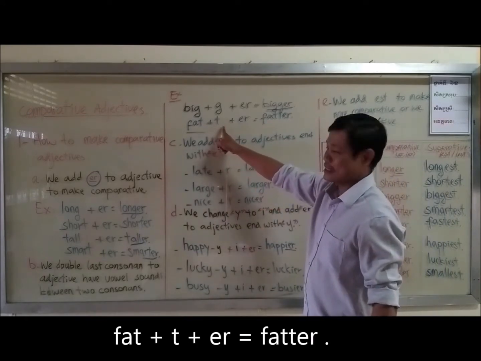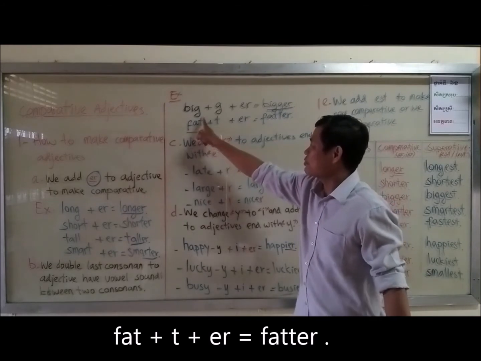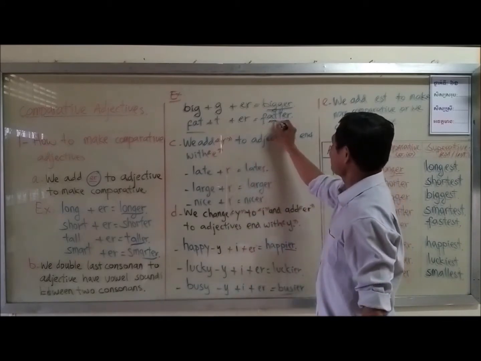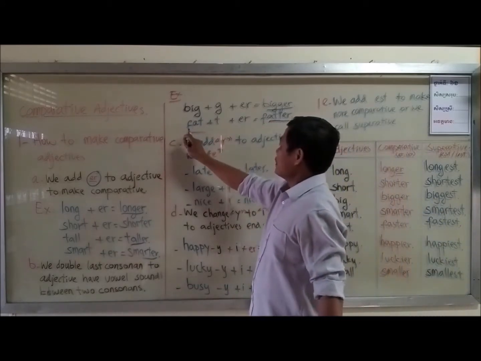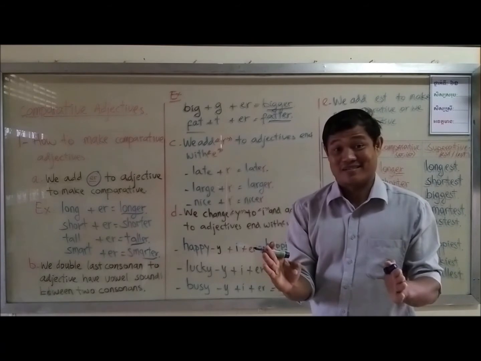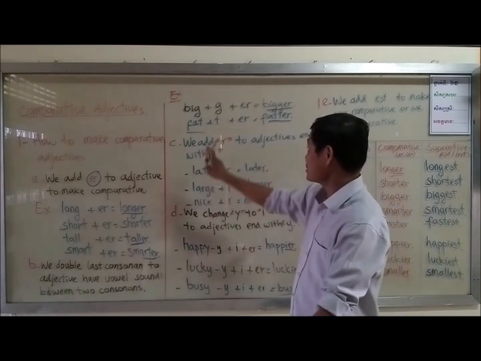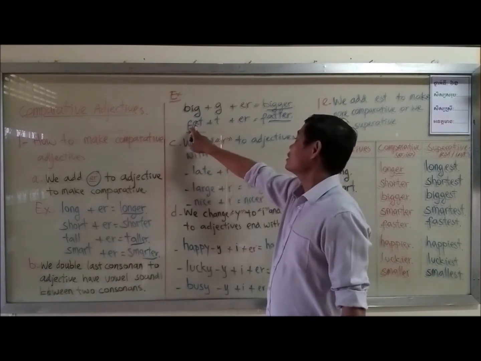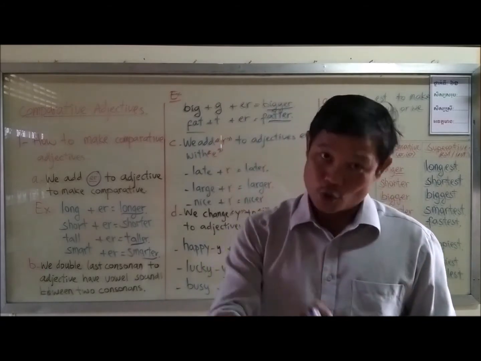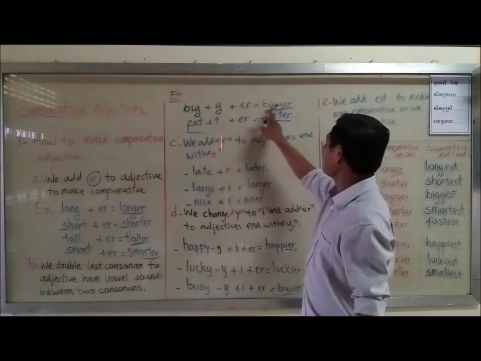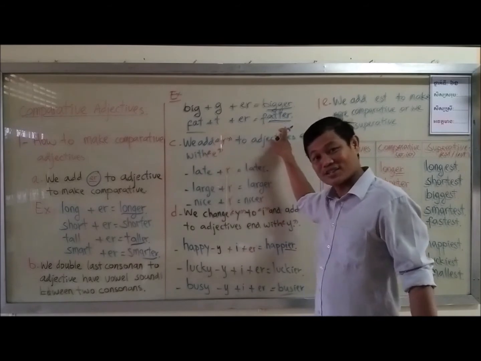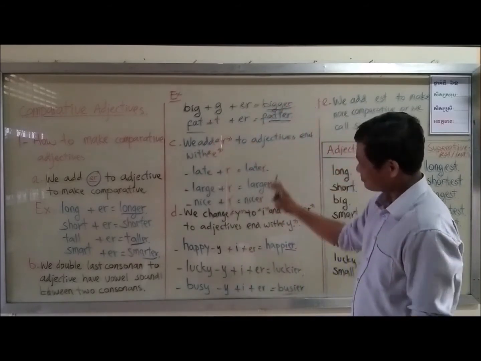Fat plus T. We get fat. We have to keep the form plus another T and add er. Now you can see this one, F A T. Meaning to say, between two consonants, the last consonant is doubled. Okay? Bigger. See? Fat, fatter.